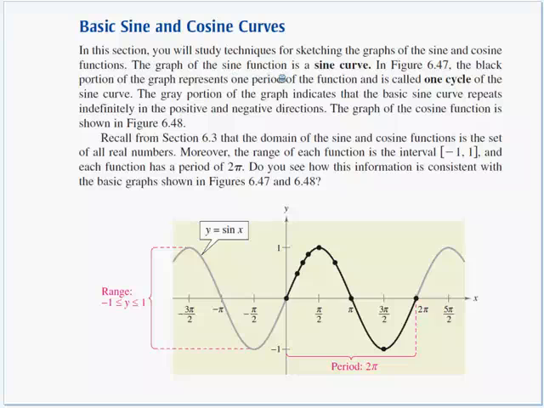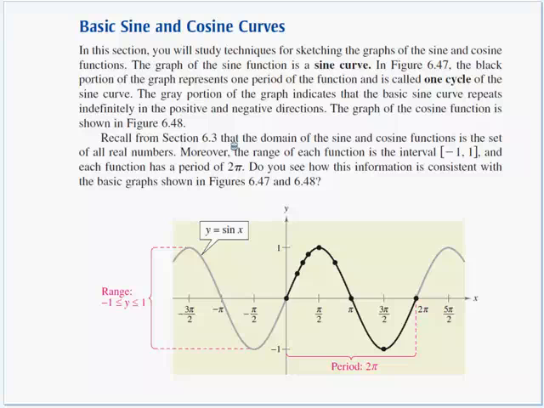The graph of the sine function is a sine curve. In the figure, the black portion of the graph represents one period of the function and is called one cycle of the sine curve. The gray portion of the graph indicates that the basic sine curve repeats indefinitely in the positive and negative directions. The graph of the cosine function is shown in the next figure.